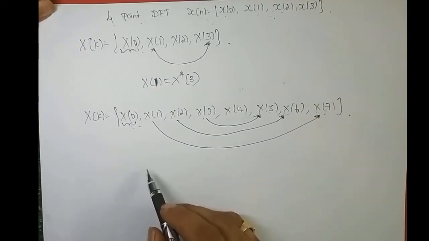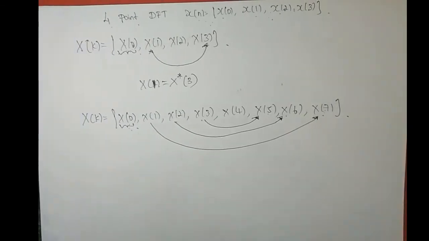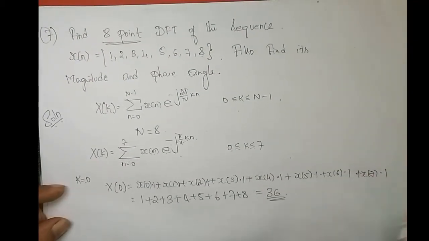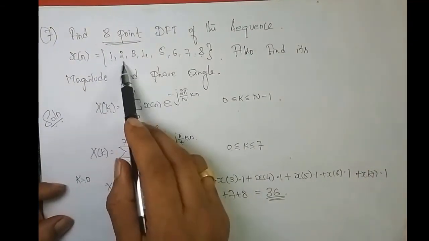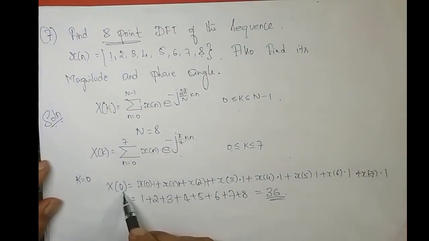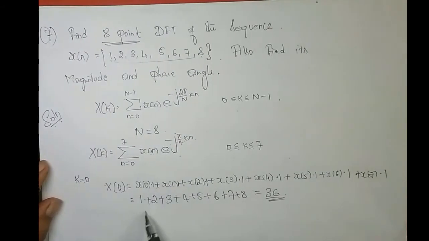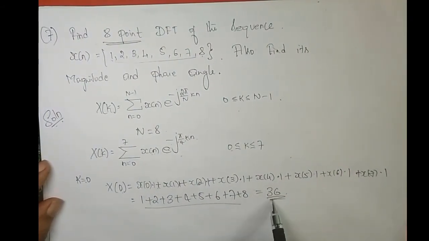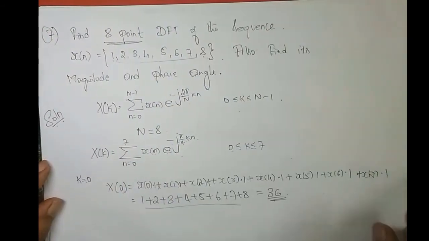Let me show you where we have found the 8-point DFT of a sequence. We found in the previous video the 8-point DFT of the sequence 1, 2, 3, 4, 5, 6, 7, 8, right? At k equal to 0, what did I say? It is always the sum of all the time domain samples. That's what we got: 1 plus 2 plus 3 plus 4 plus 5 plus 6 plus 7 plus 8, which is 36, right?